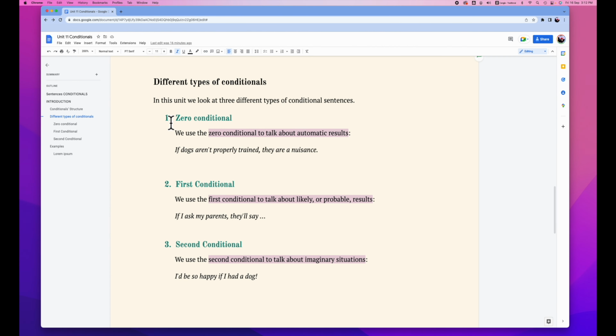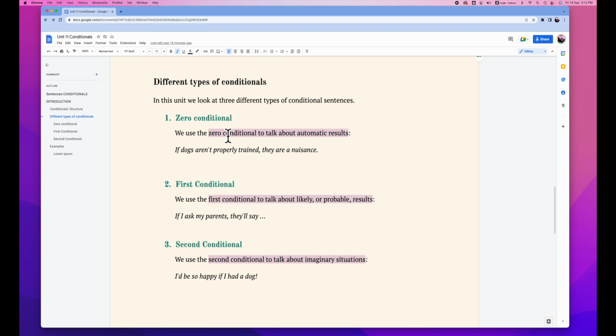In this chapter, we focus on 3 different conditionals: zero conditional, first conditional, as well as second conditional. And the third conditional will follow afterwards. The first one is zero conditional. What does it look like and why do we use zero conditional? Let's take a look.